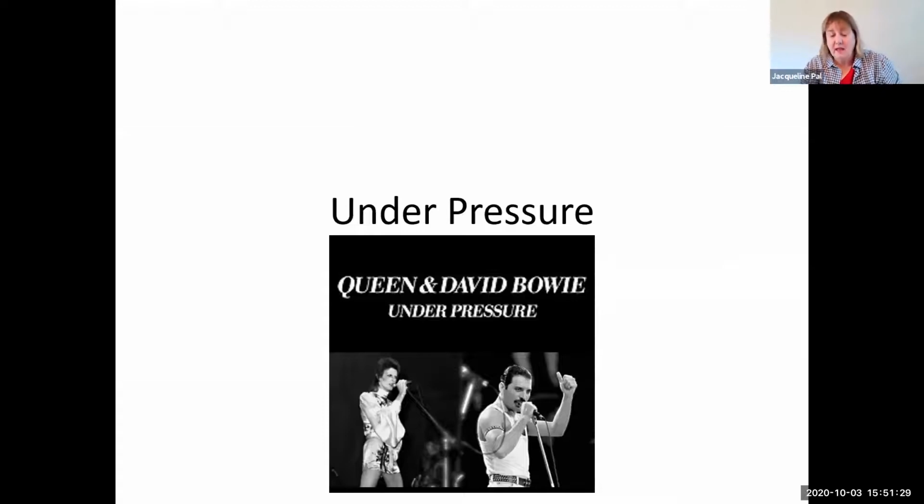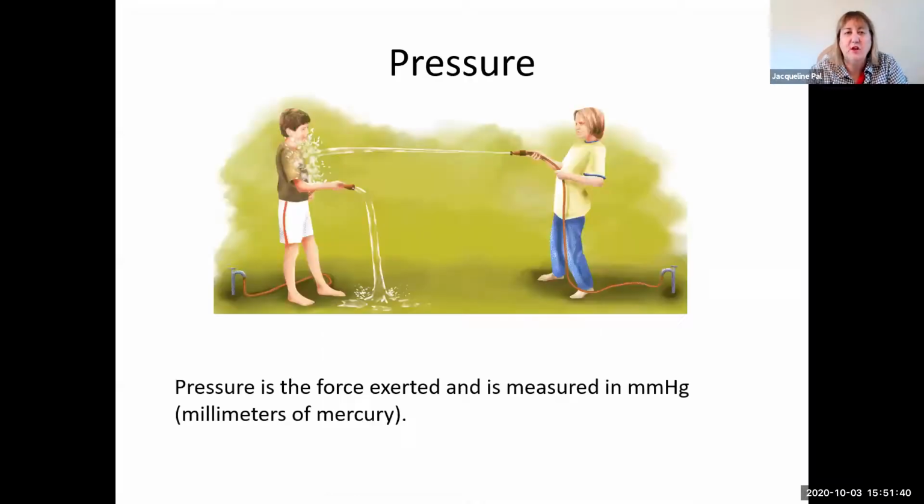Welcome back. Now we're going to start exploring the physiology of the cardiovascular system. And to do that, we're going to start with pressure. By pressure, what we mean is what amount of force is being exerted. And we measure that in humans in millimeters of mercury, which is how blood pressure cuffs work.